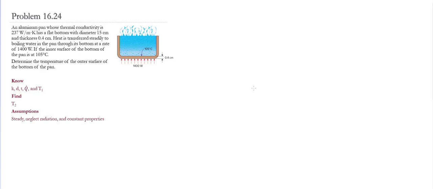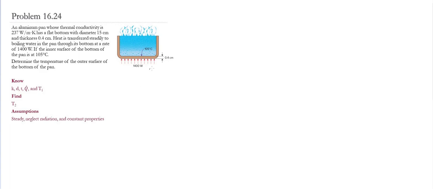Problem 16.24. In this problem, an aluminum pan whose thermal conductivity is 237 watts per meter Kelvin has a flat bottom with a diameter of 15 centimeters and a thickness of 0.4 centimeters. Heat is transferred steadily to the boiling water in the pan through its bottom at a rate of 1400 watts. If the inner surface of the bottom of the pan is at 105 Celsius, we would like to determine the temperature of the outer surface at the bottom of the pan.